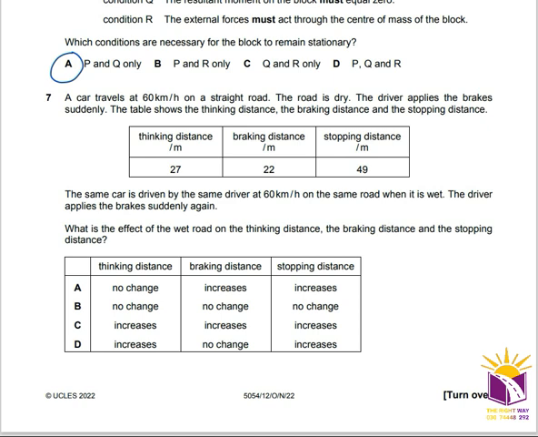The thinking distance remains the same. The braking distance would increase due to wetness of the road. If the road is wet, there will be less friction, so the braking distance increases. As the braking distance increases, the stopping distance also increases. So for thinking distance there will be no change, but the braking and the stopping distance are going to increase. So A is the right option.